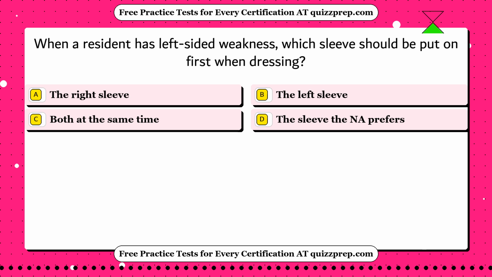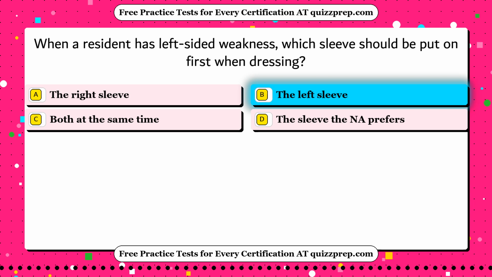Question 72. When a resident has left-sided weakness, which sleeve should be put on first when dressing? Option A. The right sleeve. Option B. The left sleeve. Option C. Both at the same time. Option D. The sleeve the NNAAP prefers.